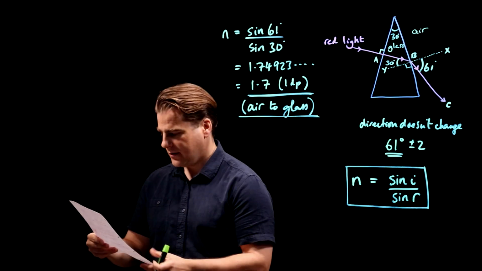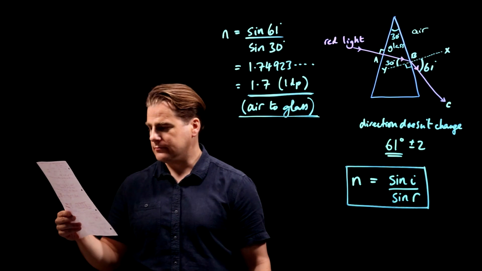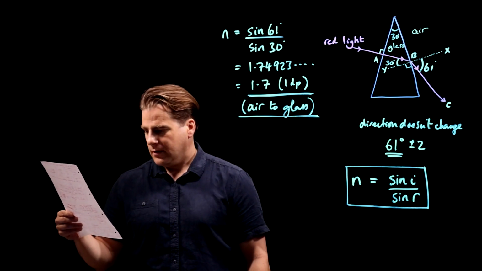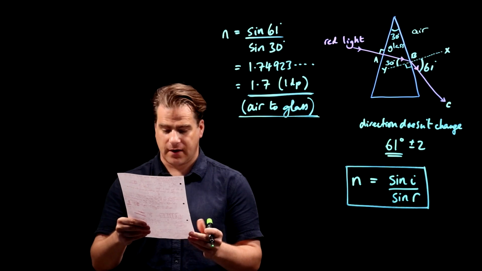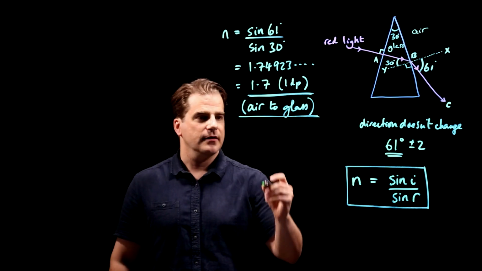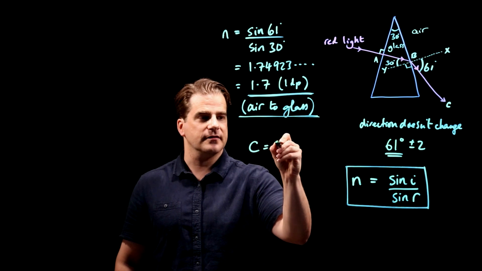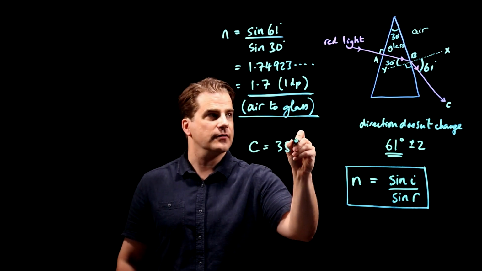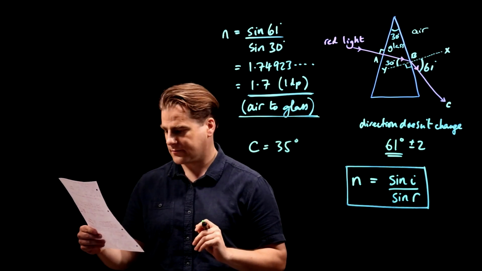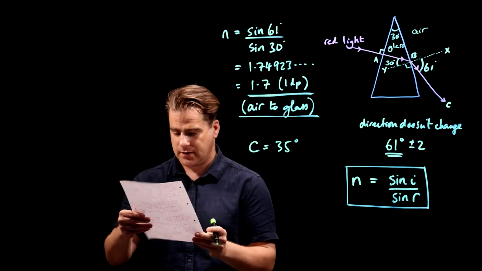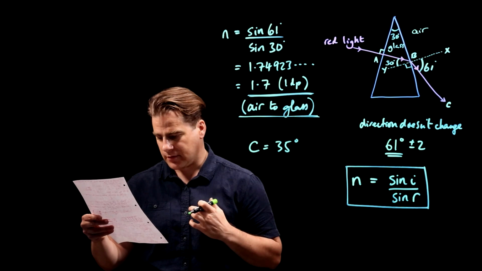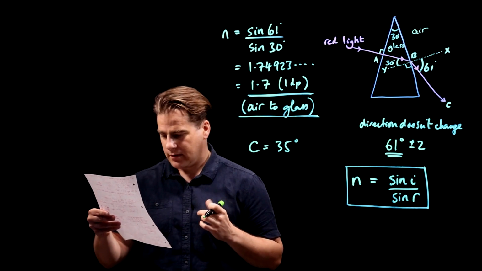Okay, right. The critical angle of the glass prism is 35 degrees, okay? Critical angle C is 35 degrees. All right. Explain what is meant by the term critical angle. You may draw a diagram. 2 marks. Okay.